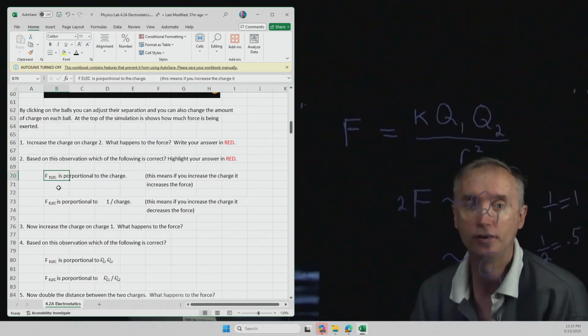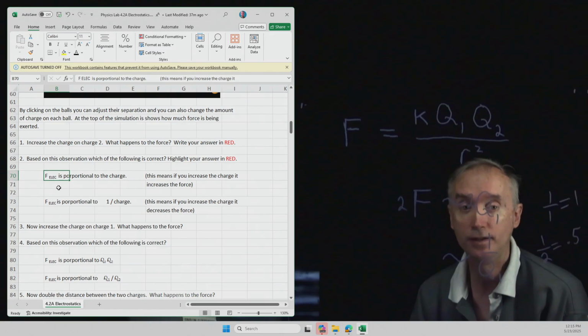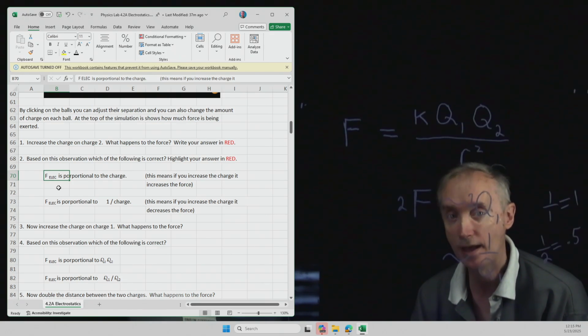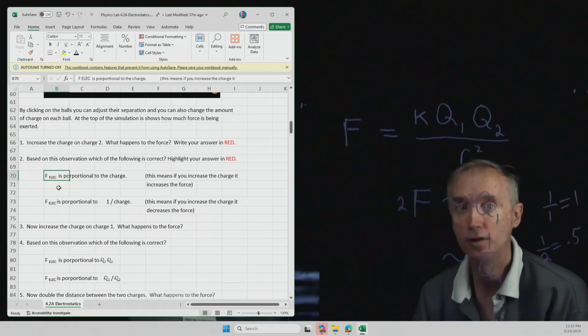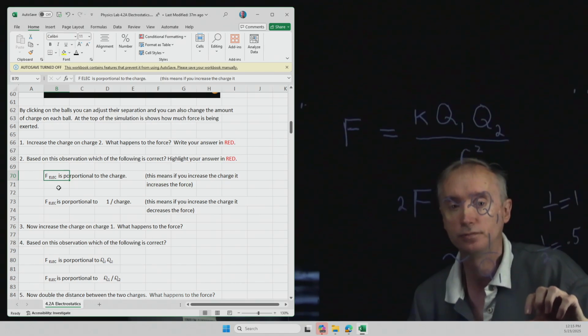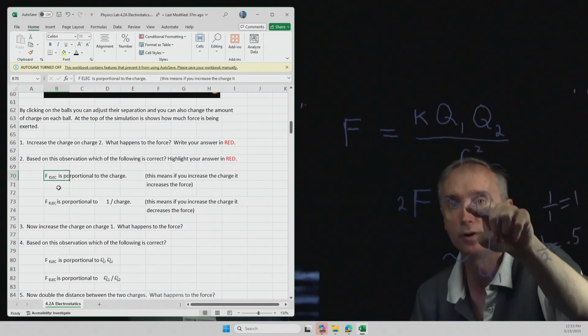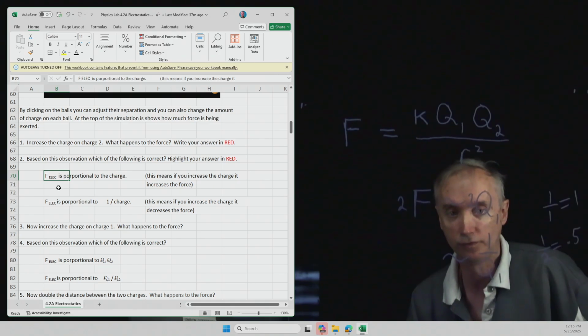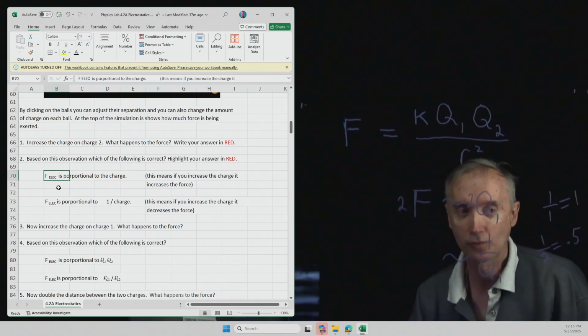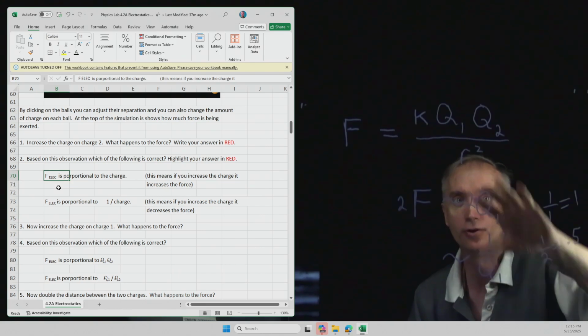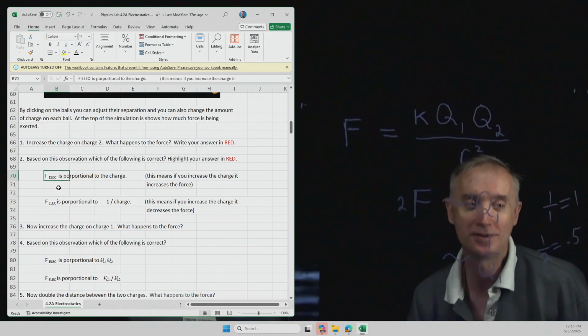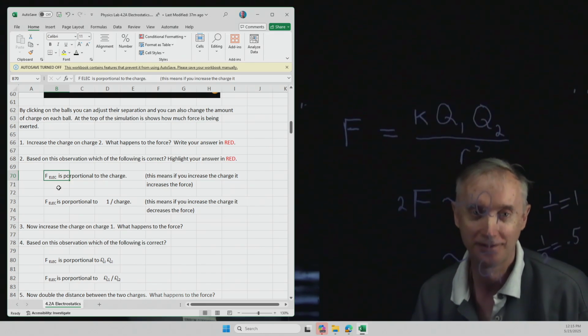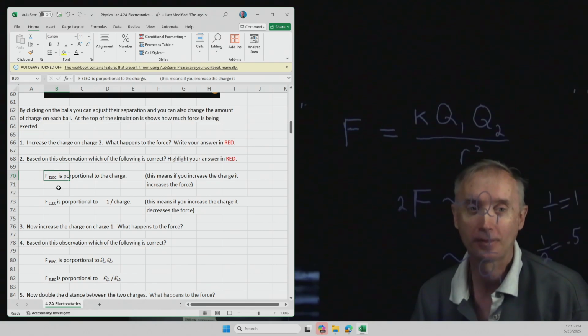So what you have to figure out is that if you increase the charge, what's happening to the F? And so therefore, should the Q be going on the top part of a formula, or should it be going on the bottom part of a formula? Okay, and don't look at this thing up here, because that's giving you the answer.